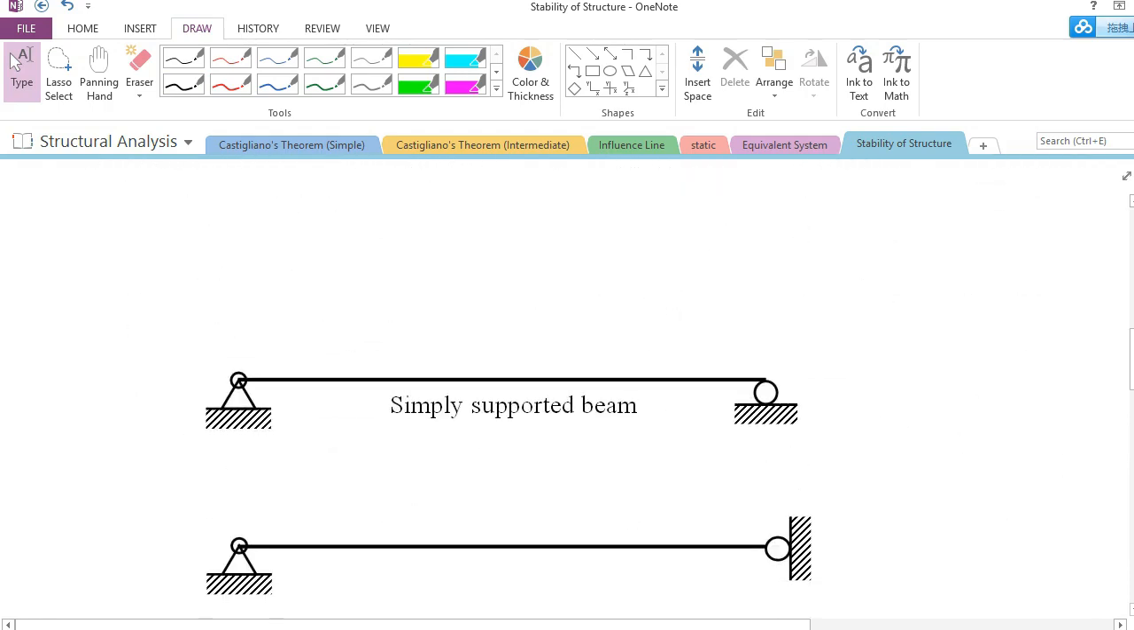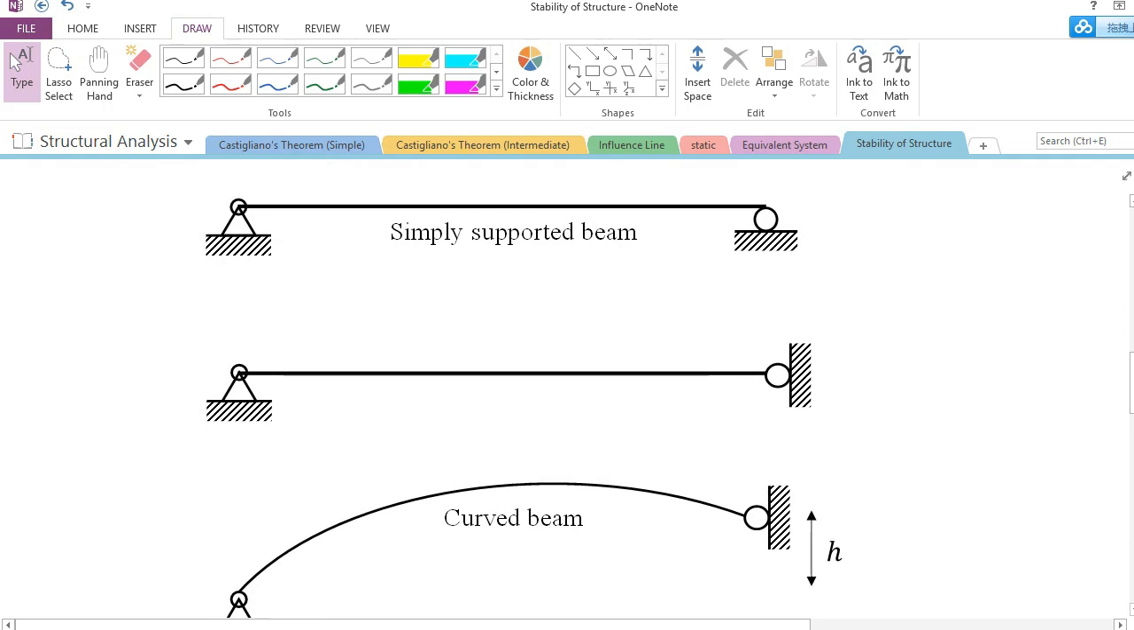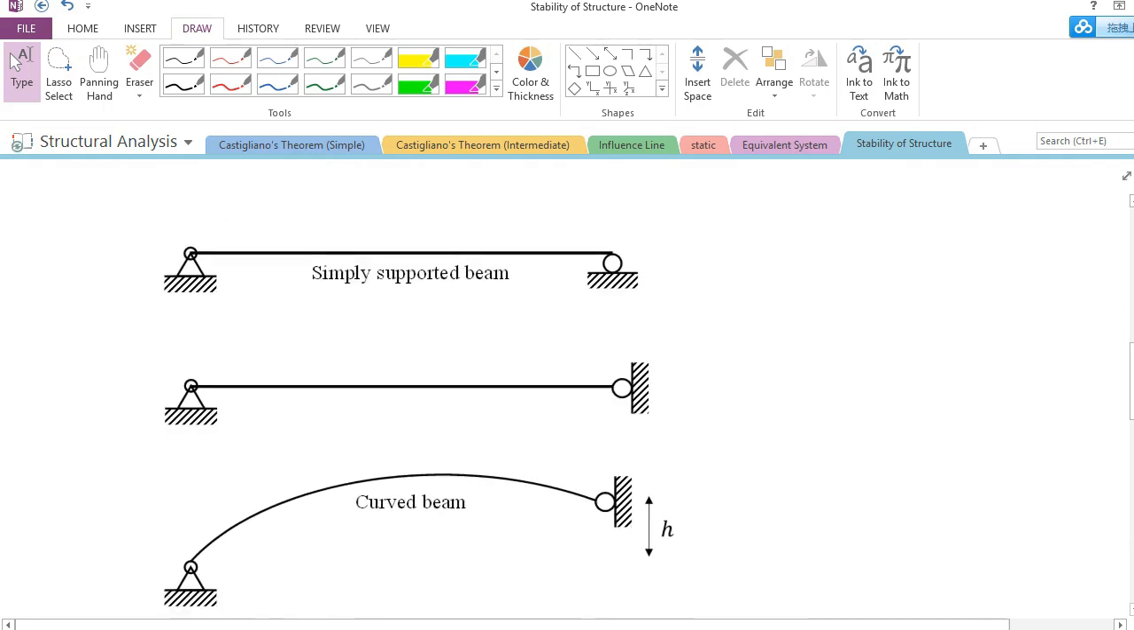Let's take a look at some examples first. Here we have three structures. The first one is the very typical one, we call it a simply supported beam. This is a pin, so it cannot move. Automatically it becomes a center of rotation O. But this point can move, so the center of rotation must lie on this line. So there are two possible centers of rotation here for this structure, and also for this point. So this system is stable.